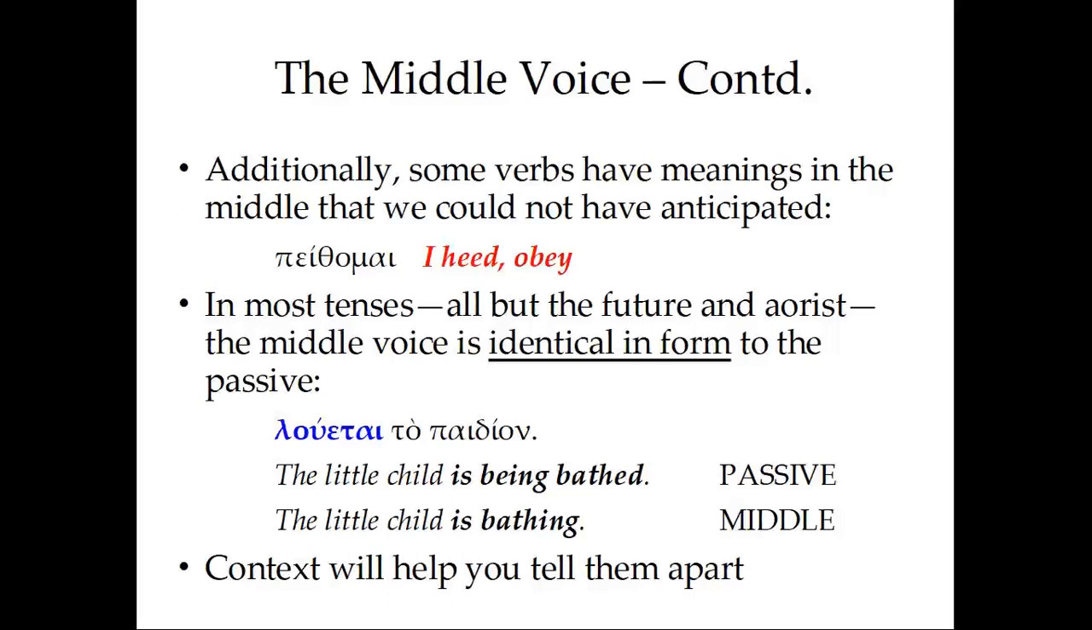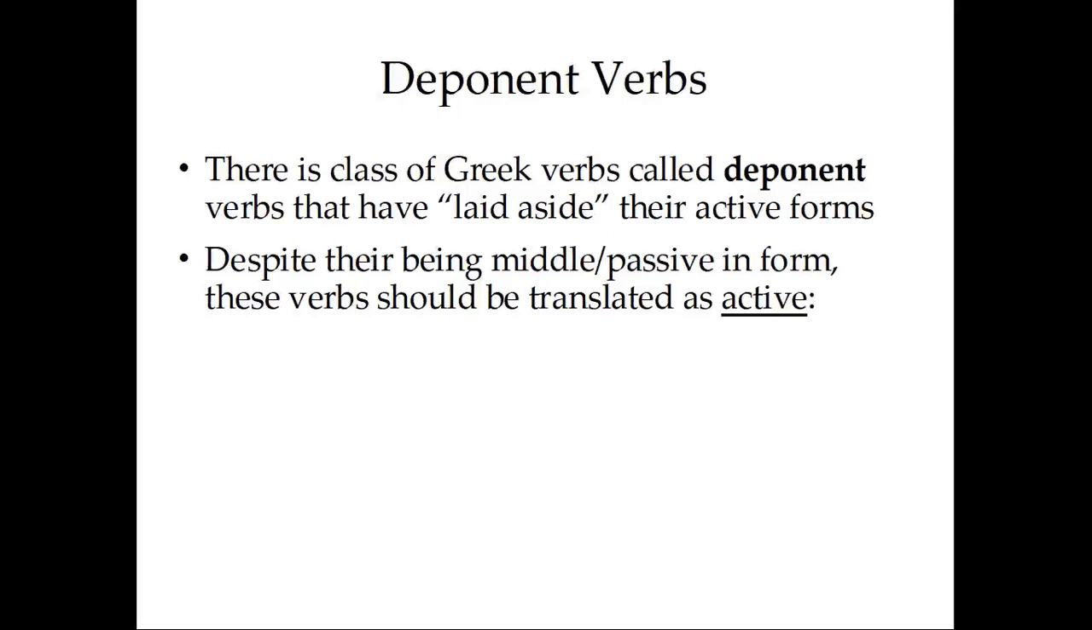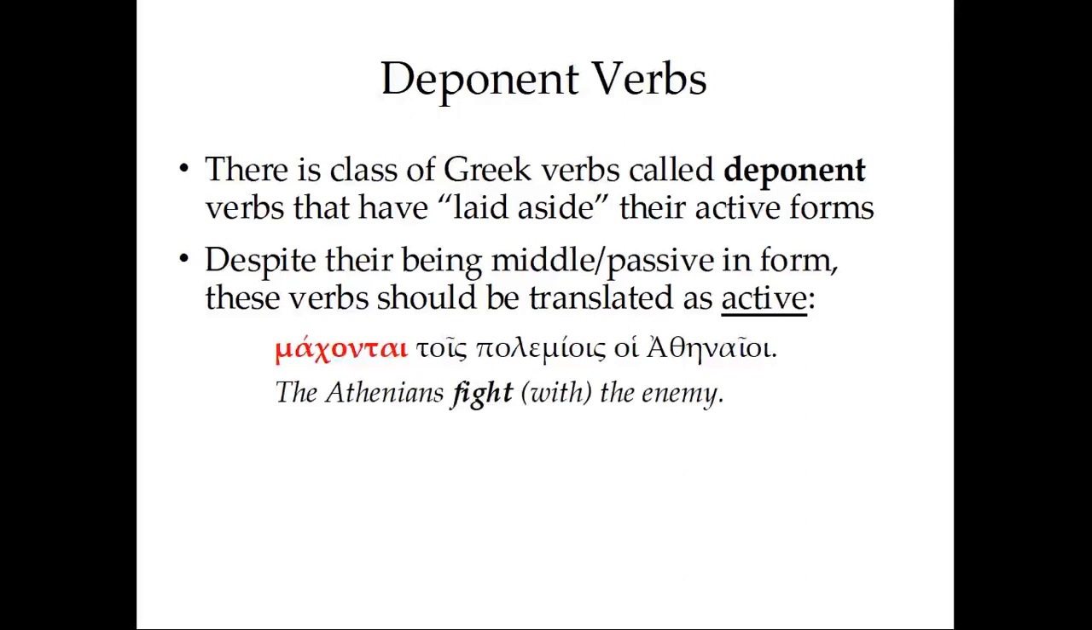Now we're going to talk about deponent verbs. There's a class of Greek verbs called deponent verbs that have, quote-unquote, laid aside their active forms. That comes from the Latinate word deponent. To depone something, depose is actually related to that, to lay something aside. Despite their being middle/passive in form, these verbs should be translated as active. For instance, machomai, I fight. Regardless of who you're fighting for, who you're fighting with, this is going to look middle/passive in form. Machontai, third person plural, tois polemiois hoi Athenaioi. So the Athenians are fighting the enemy, fighting with the enemy. Whom you fight with, whom you fight, is put into the dative in Greek.